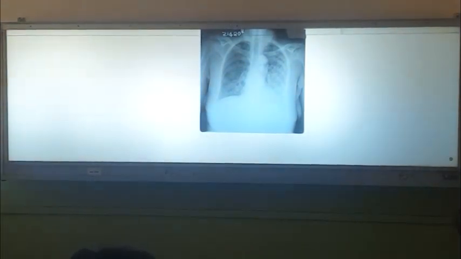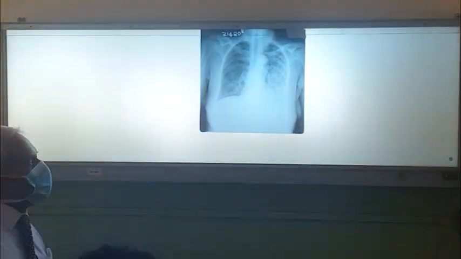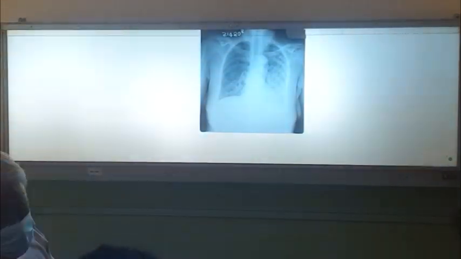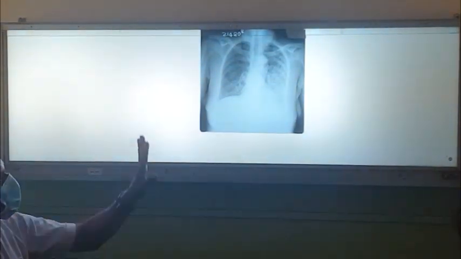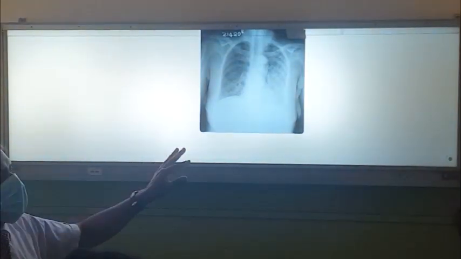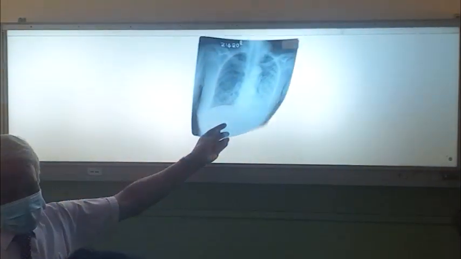Miliary mottling, there are causes. One is miliary TB, miliary malignancy, then extrinsic allergic alveolitis, vasculitis, sarcoidosis. So there are a few causes for miliary mottling. So if you see this, you have to think of those possibilities, right?